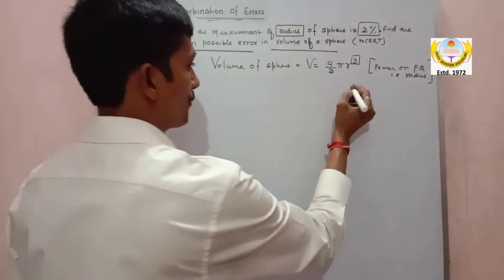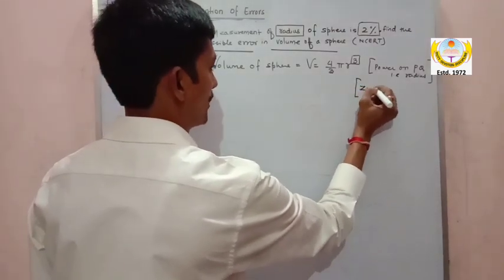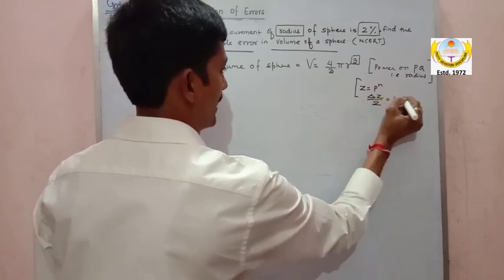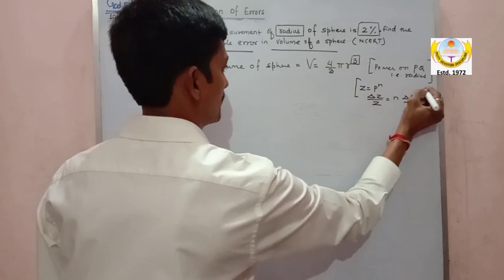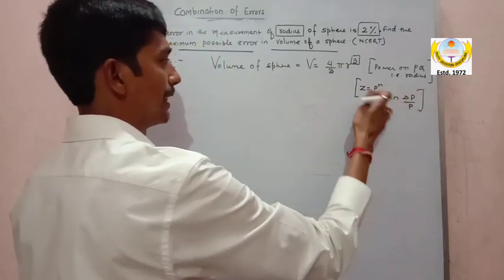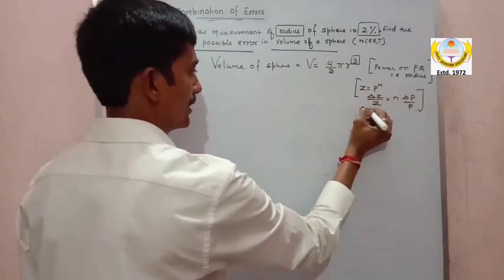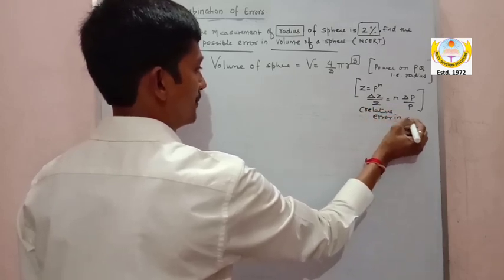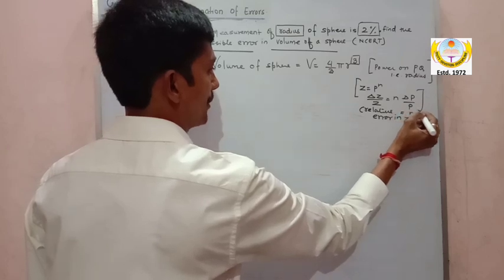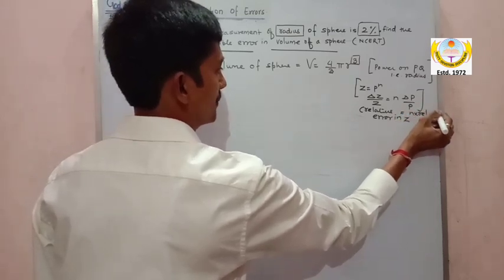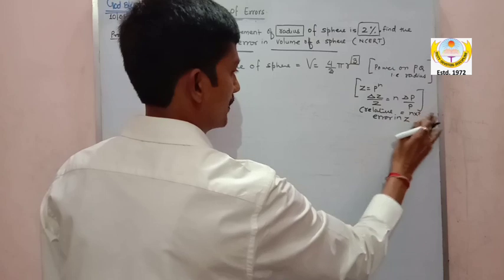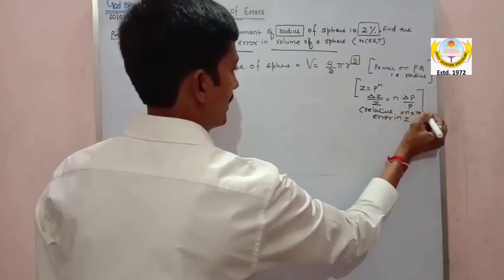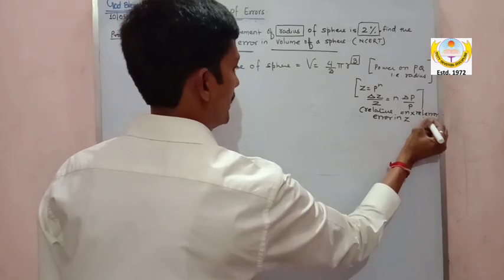My dear, you all know that for a power sum, if z is equal to p power n, the relative error will be delta z by z equals n into delta p by p. That is relative error. This is relative error in Z, which is equal to n into relative error in P.